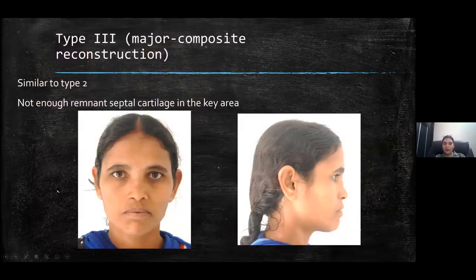Coming to the next type of saddle nose, that is type 3, where the saddling is a little bit more. This is similar to type 2 if you see the deformity. But here, when you open the nose, what you find is that the remnant septal cartilage, where you would probably fix your extended spreader grafts or spreader grafts, is deficient. So here, the septal framework is lacking.